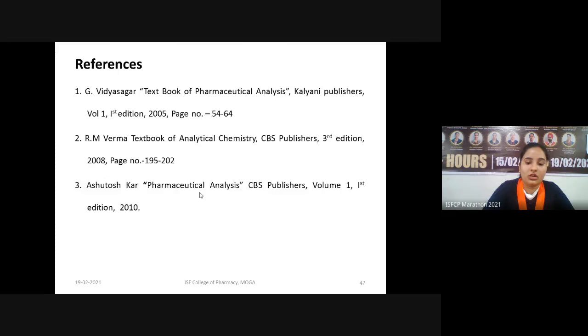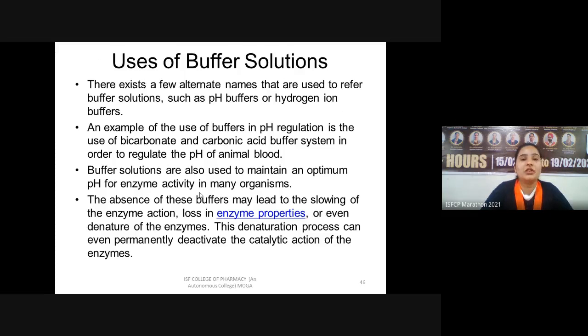So now we will be discussing a few uses of buffer solution. There exist a few alternative names that can be used to refer to buffer solutions. Buffer solutions are also known as pH buffers or hydrogen ion buffers. An example of the use of buffers in pH regulation is the use of bicarbonate and carbonic acid buffer in order to regulate the pH of the animal blood.